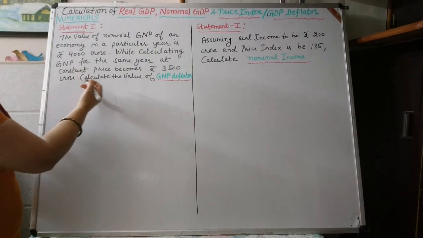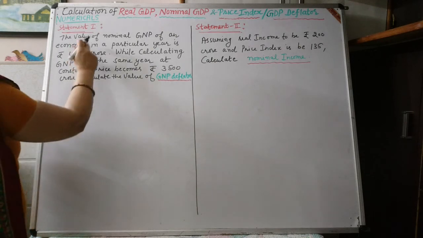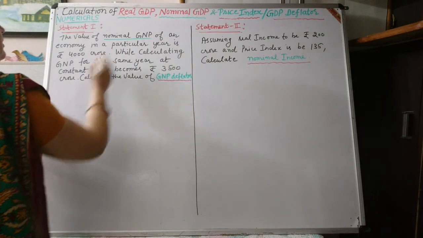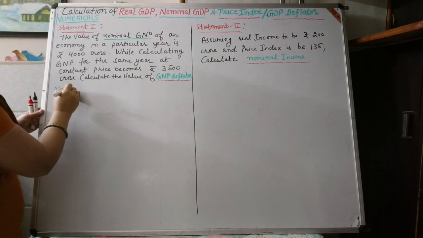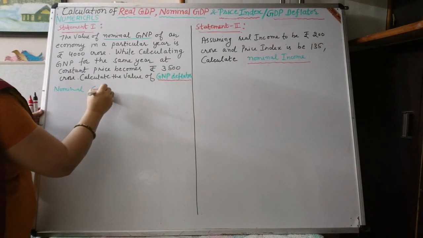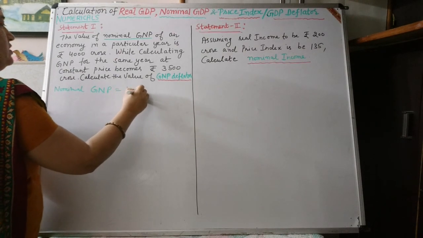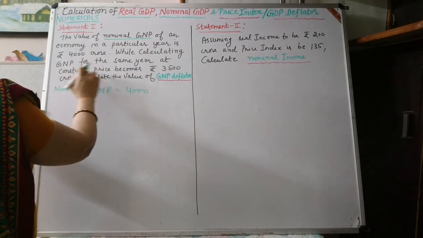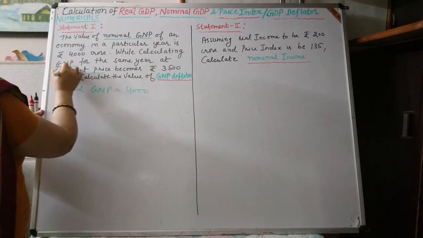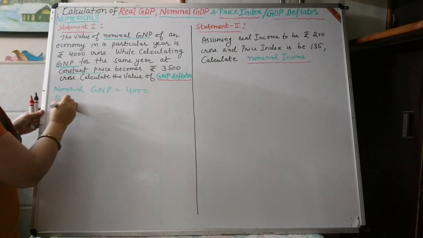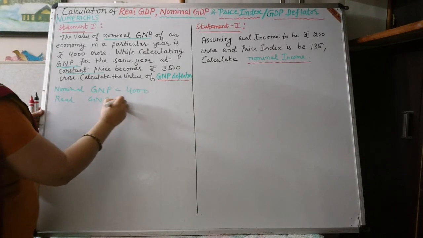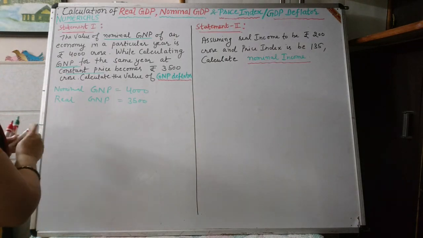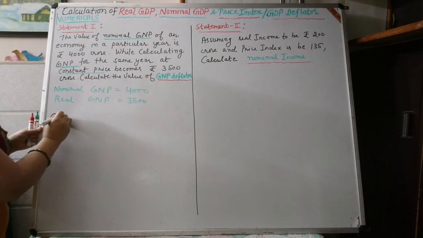Deflator. So I have written two statements over here. According to the first statement, the values given are: nominal GNP is equal to rupees 4,000, and while calculating GNP for the same year at constant prices, GNP means real GNP, the value is 3,500, and we have to calculate the GNP deflator.